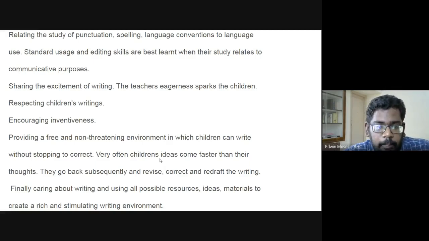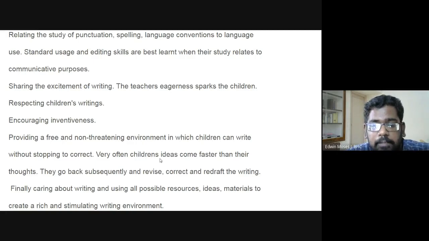When their study relates to communicative processes and purposes, sharing the excitement of writing, the teacher's eagerness sparks the children. When you saw the video, the teacher is so eager, lively, and cheerful, and that cheerfulness spreads to the students also. They are also so eager to learn. That is how a teacher should be, especially at the elementary level. The teacher should be vibrant, eager to learn at all levels. Of course, even at the higher secondary and collegiate level, they have to be very eager.